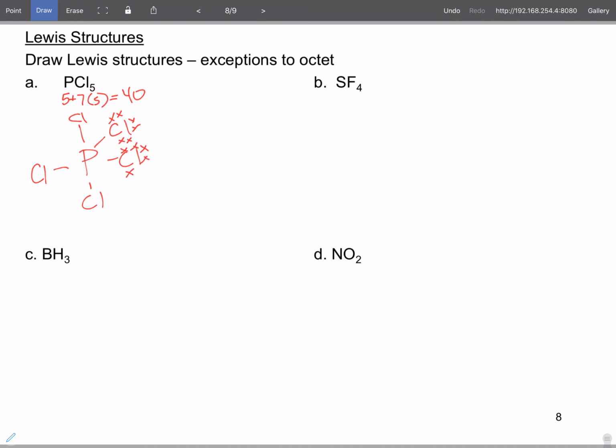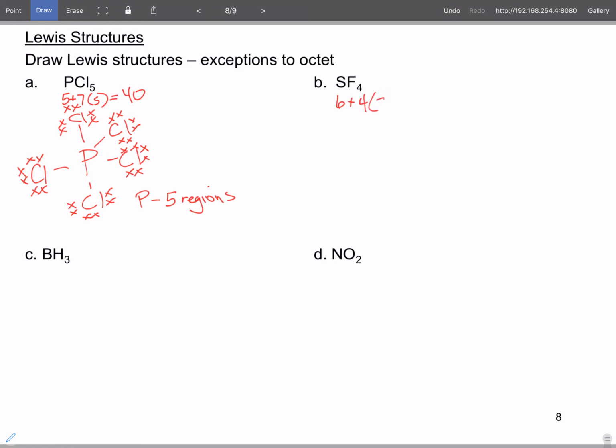So, where am I? I'm at 16, 18, 20, 22, 24, 26, 28, 30, 32, 34, 36, 38, and 40. Notice that I've exceeded the octet because phosphorus has 5 regions around it now. If we look at it, phosphorus is in the 3rd energy level, so we're good to go. The other rule of thumb is just because you can exceed it doesn't mean you have to. More about that later.